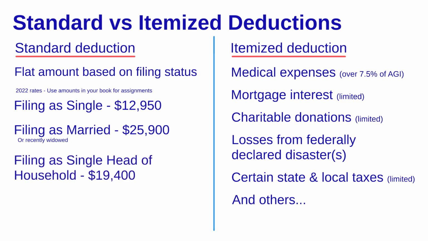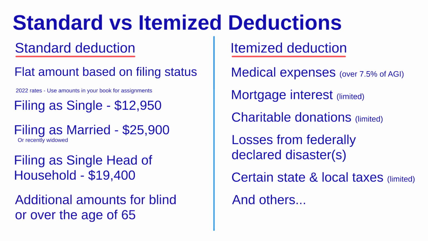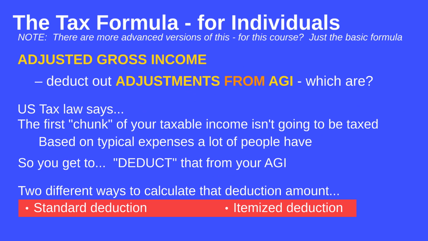If you're filing as single head of household, and I'll explain what that is later on in the third video of this set, then we're going to let you deduct $19,400. Also, there are some additional amounts. If you've been declared blind, or if you're over the age of 65, we're going to let you have an even bigger chunk. So once again, you can either take the standard deduction, or you can go through and itemize everything and see if that amount actually adds up to be more than what the standard deduction is. So that's the difference between standard deduction and itemized deduction.